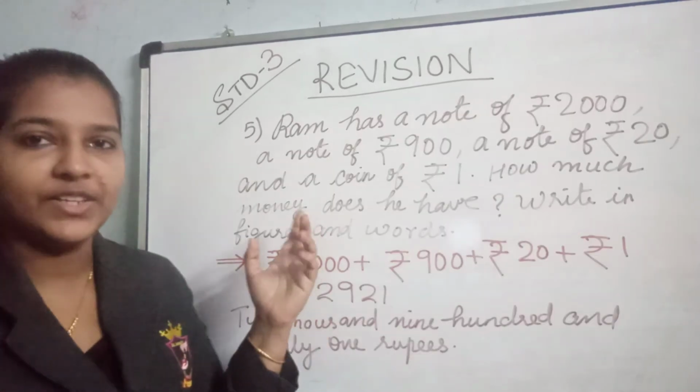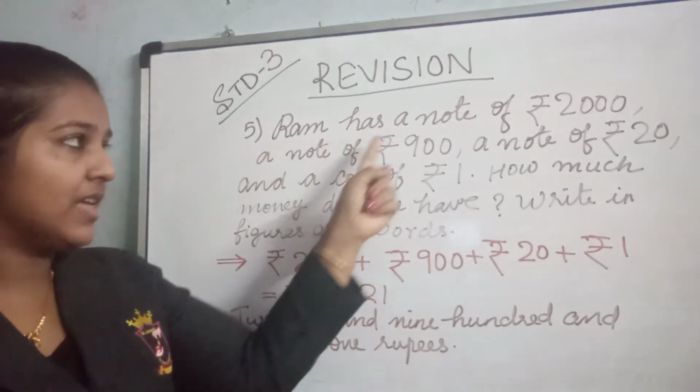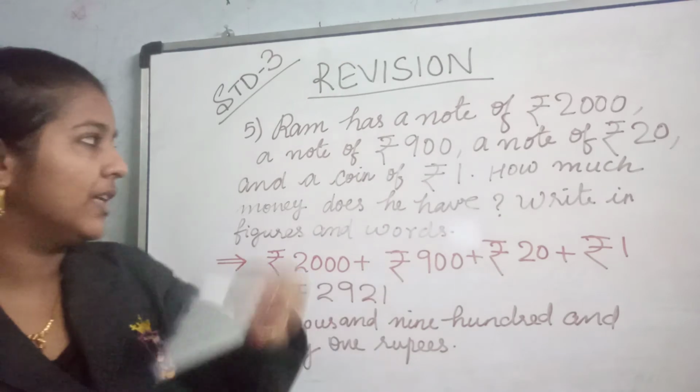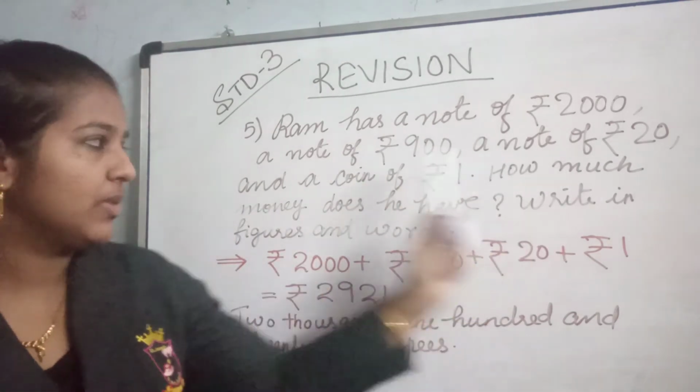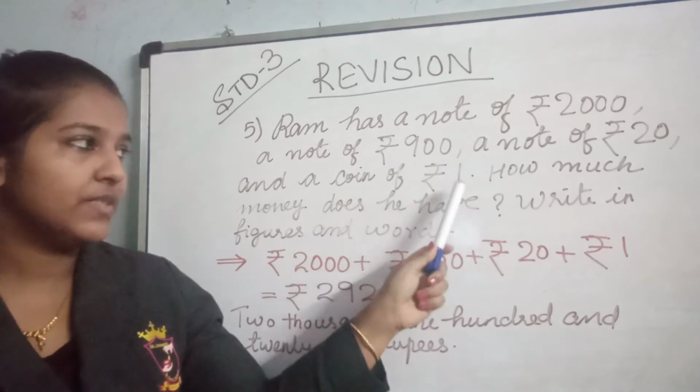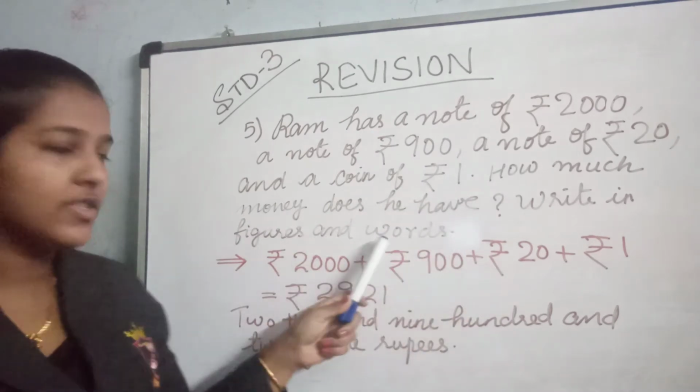Okay. Children, here is another question. Question number 5. Ram has a note of rupees 2000, a note of rupees 900, a note of rupees 20, and a coin of rupees 1. How much money does he have? Write in figures and words.